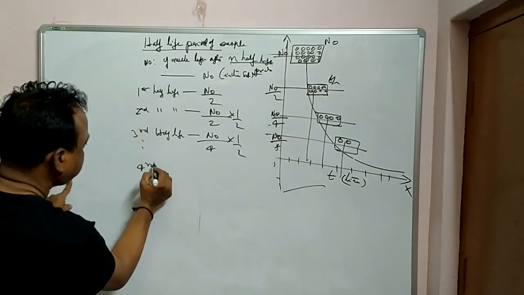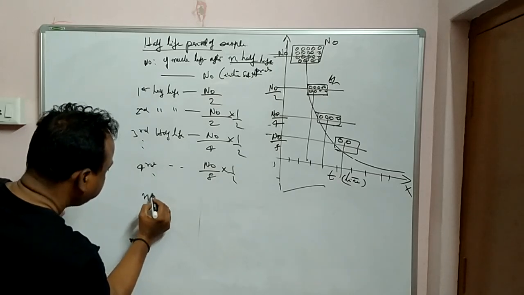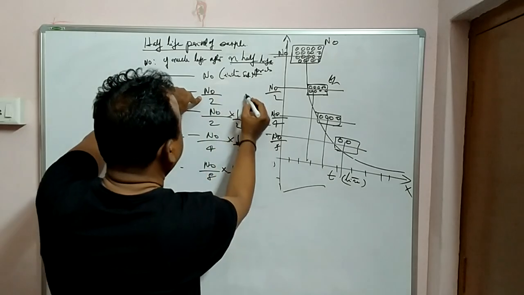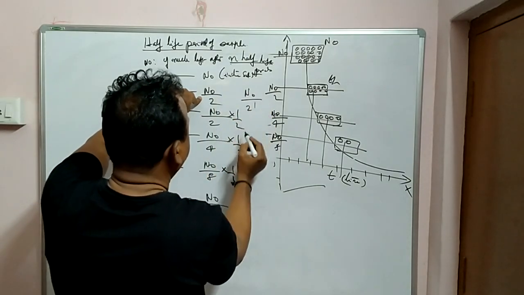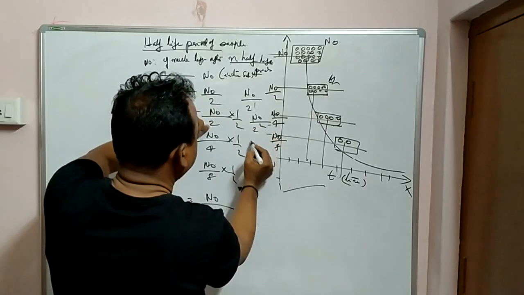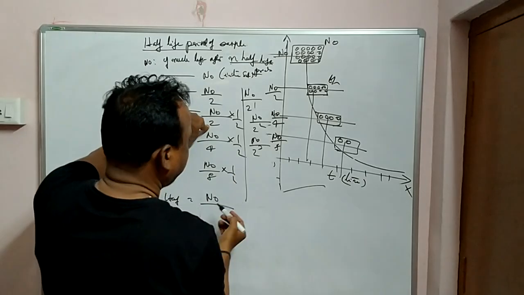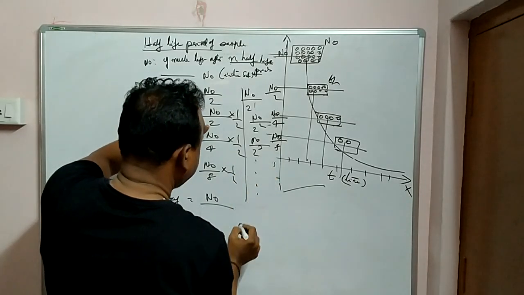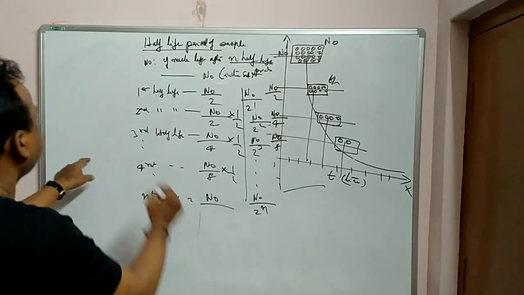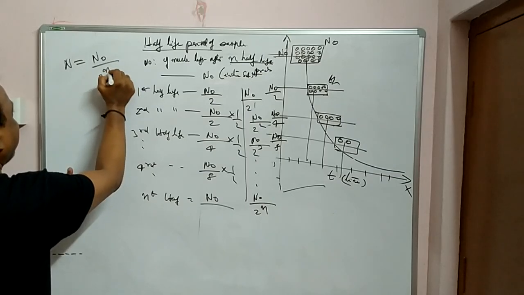Likewise fourth, N0 by 8 by 2. Likewise, what will it be for the nth half-life? See this series: N0 by 2 power 1, N0 by 2 square, N0 by 2 cube, 4 to the 8. If you see this series, N0 by 2 power n. Okay, so you will get the formula N is equal to N0 by 2 power n.